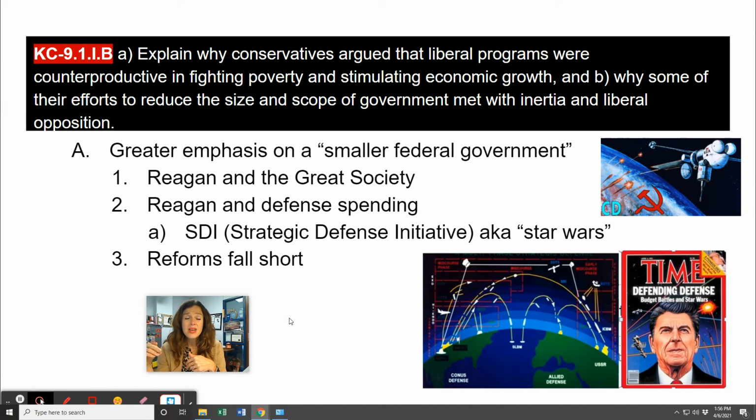Last but not least, many of Reagan's conservative ideas and goals fall short. Some of these Great Society programs, such as Social Security, are untouchable. You're not going to take away Social Security because the old people vote. Another one that is untouchable is the idea of Medicaid and Medicare. Those remain in place, and those are two of the larger safety net programs.